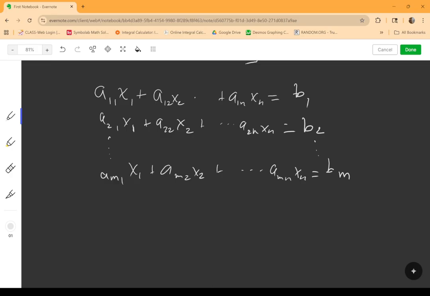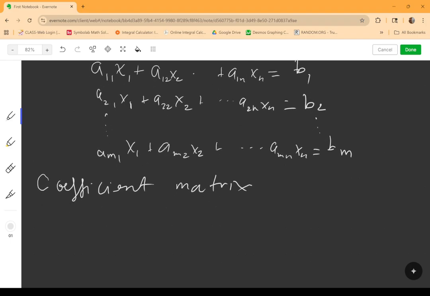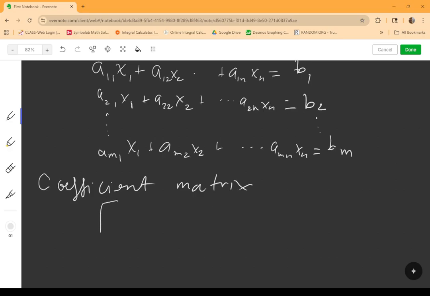So we start off with the coefficient matrix. What that entails is all of the coefficients of our variables. So the first row is going to be all of the coefficients of my first equation: A11, A12, etc.